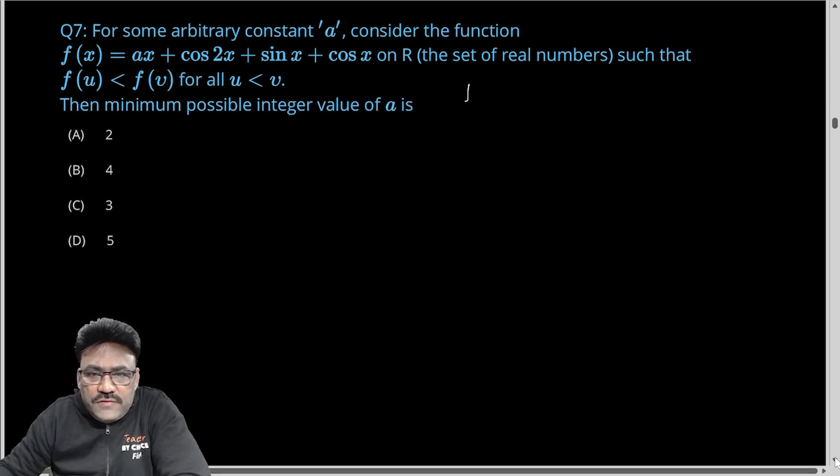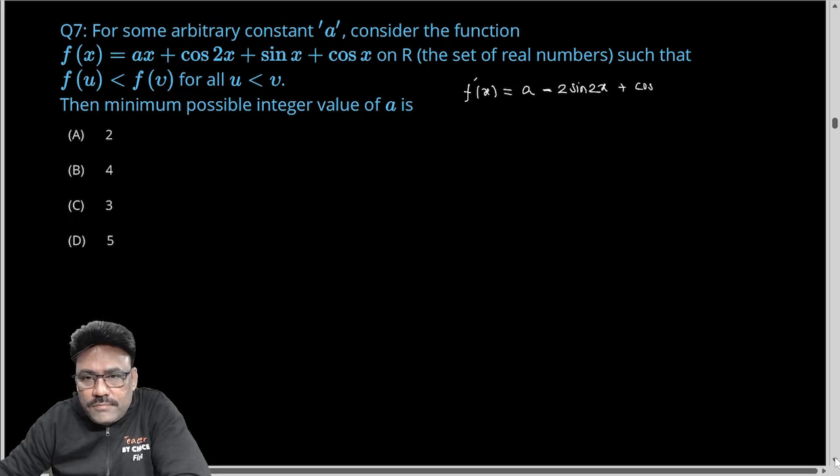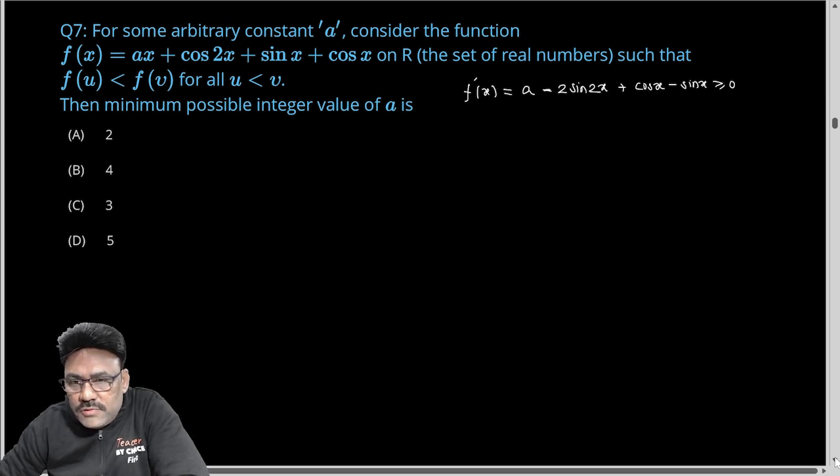If I differentiate this function, so I'm getting a minus derivative of cos 2x is what? Minus 2 sin 2x plus cos x minus sin x. Just differentiate it. A minus 2 sin 2x plus cos x minus sin x. And since your function is increasing, this derivative should be greater than or equal to 0.